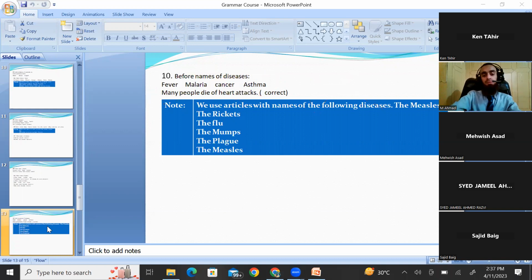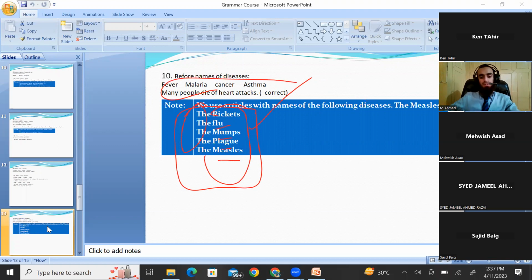Now, there is an exceptional case in dictionary English grammar. You have only 5 diseases: rickets, flu, mumps, plague, measles. Before these 5 diseases, you can use the, while in front of any of the other diseases in science or biology, you cannot use the, right? It would be considered grammatically incorrect. The only exceptional cases: rickets, plural; mumps, plural; plague, not plural but considered to be plural; measles and flu.